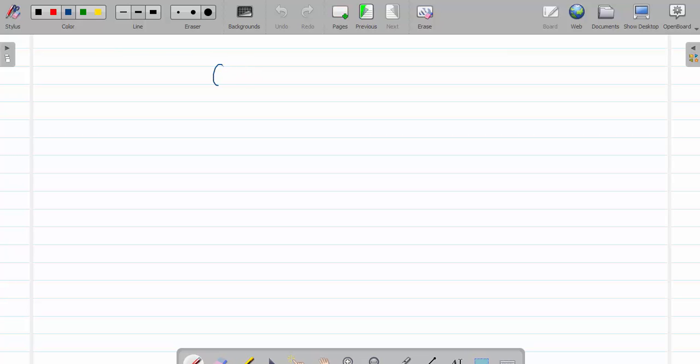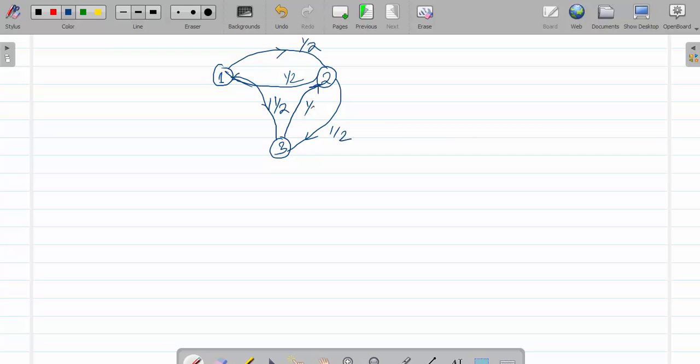Now this is state 1, state 2, and state 3. From 1 to 2, the probability is half, then 1 to 3, this probability is half, then 2 to 1, this probability is half, 2 to 3, probability half, 3 to 2, this probability is half, 3 to 1, this probability is half.